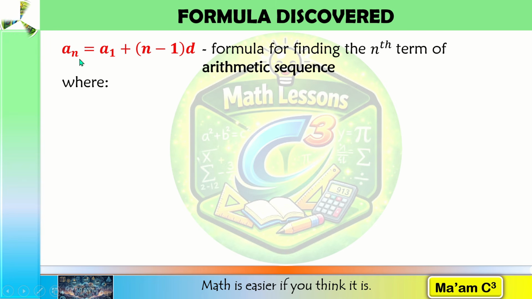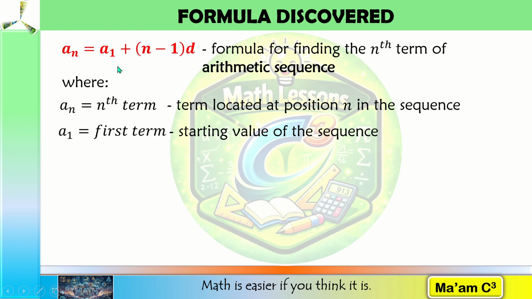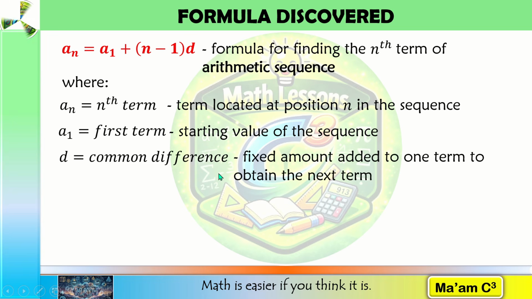So a sub n here is the nth term. This is the term located at position n in the sequence. A sub 1 is the first term. This is the starting value of the sequence. While d here is the common difference. This is the fixed amount added to one term to obtain the next term. And n here is the position of the term.